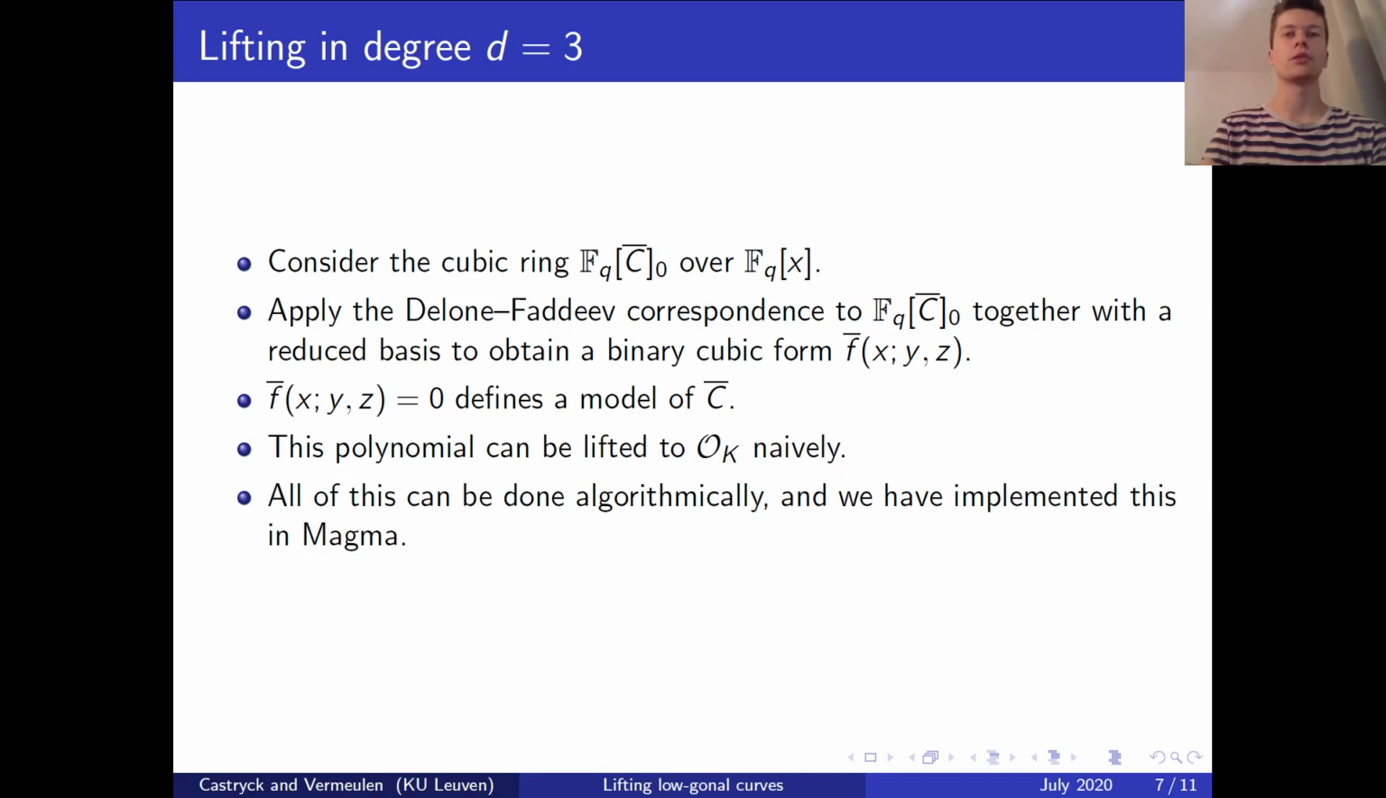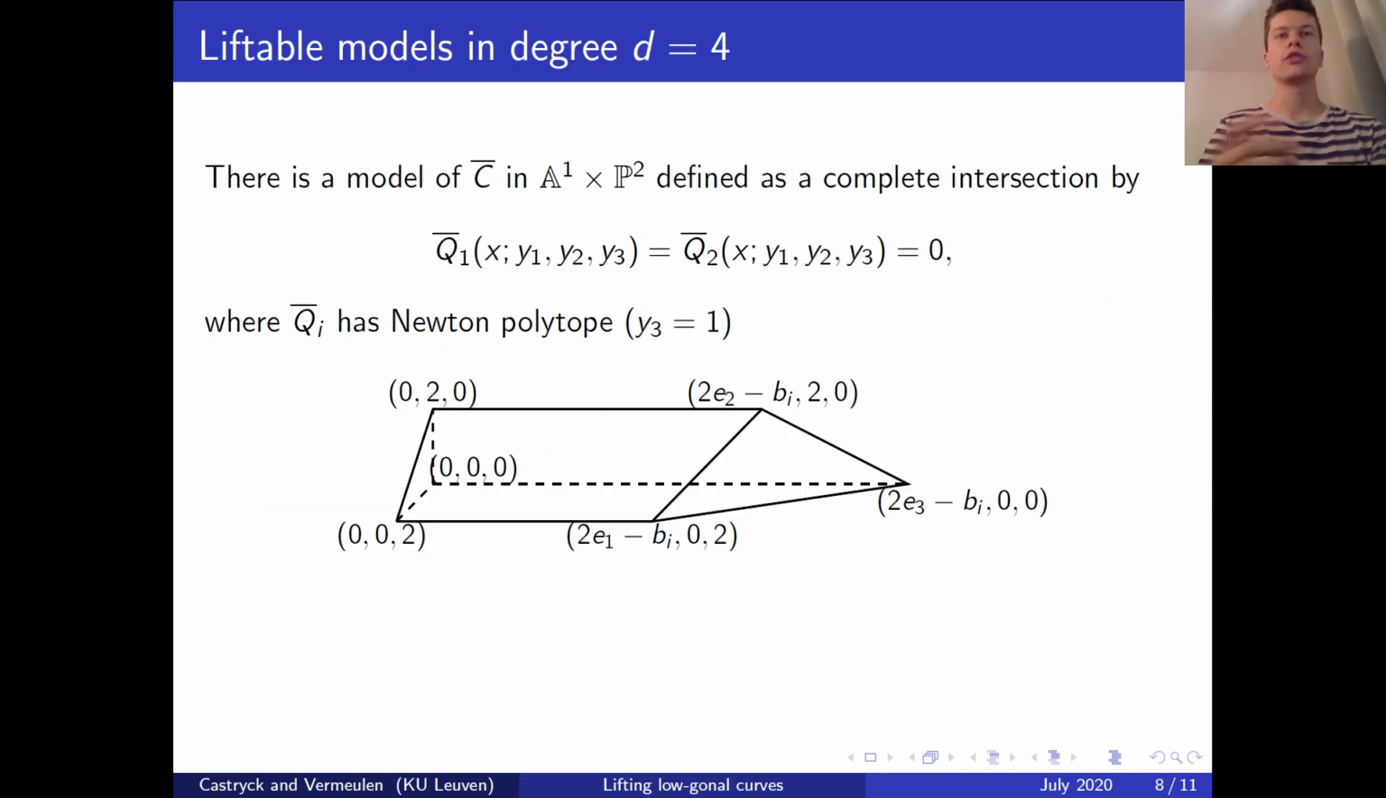So now let's go over to degree 4, which is kind of similar but a little more involved. So this time we will also be looking for a naively liftable model of our curve, and it turns out that our curve C bar has a model inside of A1 times P2 as a complete intersection of two surfaces, Q1 bar and Q2 bar. And again, there's some degree restrictions on the coefficients that appear. So first of all, this Q1 bar and Q2 bar, they are quadratic and homogeneous in the yi.